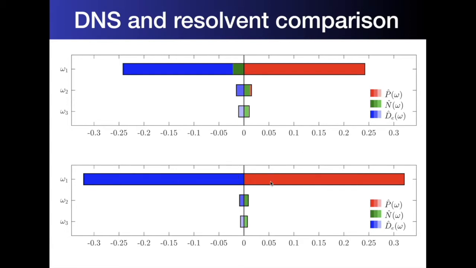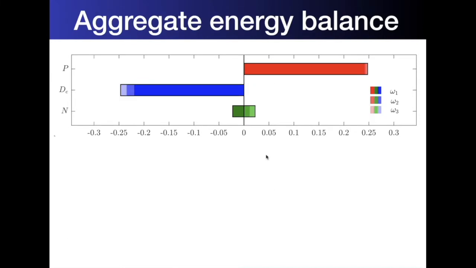And what is interesting is that production is completely counteracted by dissipation. There's absolutely no nonlinear transfer in here at all. Whereas for the second and third harmonics, you do get some nonlinear transfer, but you get no production. So that's going to be significant later on, because when we look at the aggregate energy balances now, this is the same information I showed you in the previous slide. The only thing that's different is that we've organized by mechanism as opposed to frequency.